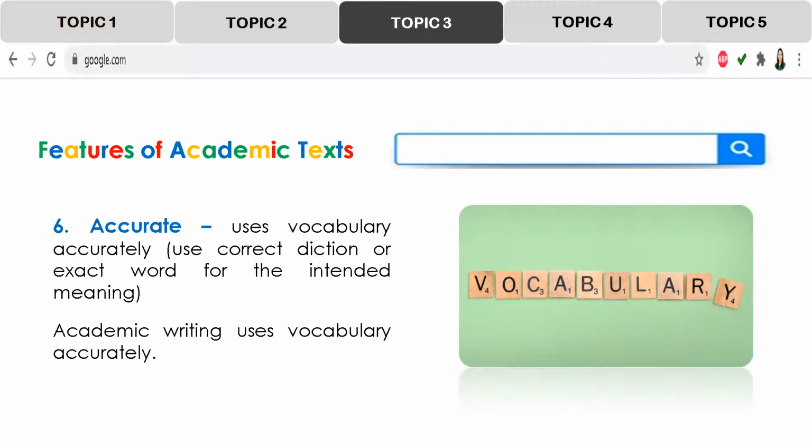Next, academic text must be accurate. As an academic writer, you must use vocabulary accurately. Use correct diction or exact words for the intended meaning. You must also be accurate and follow the rules in grammar.